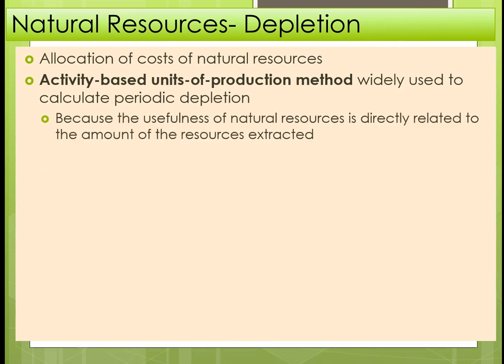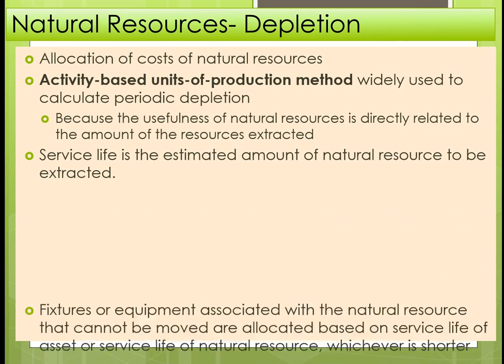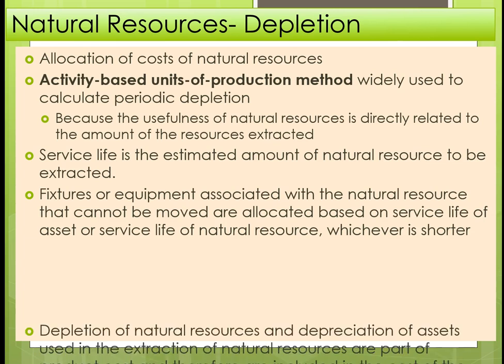Because the usefulness of natural resources is directly related to the amount of resources extracted. Service life is the estimated amount of natural resources to be extracted. Fixtures or equipment associated with the natural resource that cannot be moved are allocated based on the service life of the asset or the service life of the natural resource. Okay, so what they're saying is if you buy a piece of equipment and its useful life goes beyond the expected life of extraction, you have to use the extraction life. That's really what that's saying.